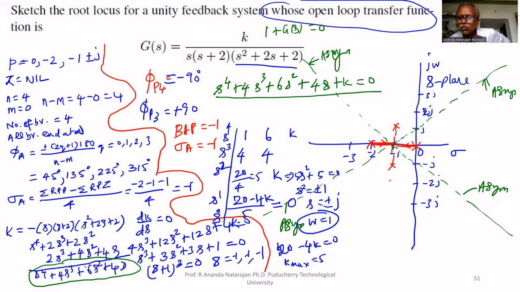Therefore, the root locus branch and asymptotes are one over the other. Very interesting sum. The root locus branch and asymptotes are one over the other. That's all. So it comes down, it goes up.